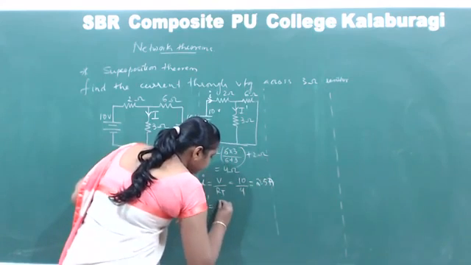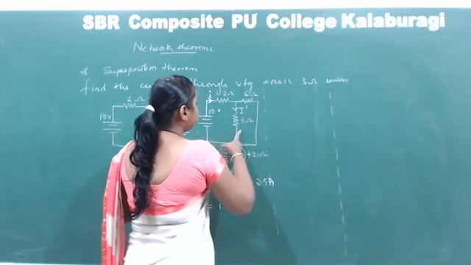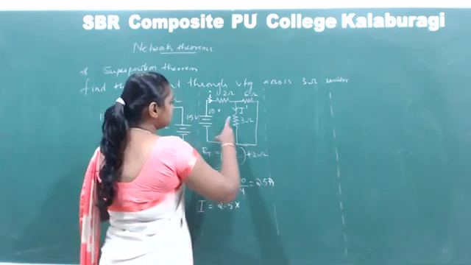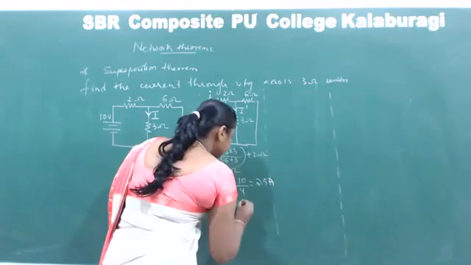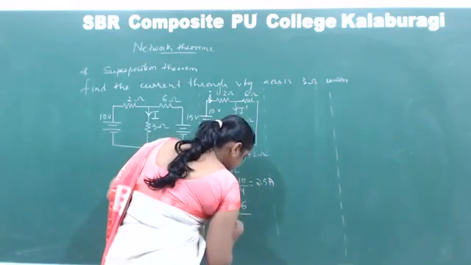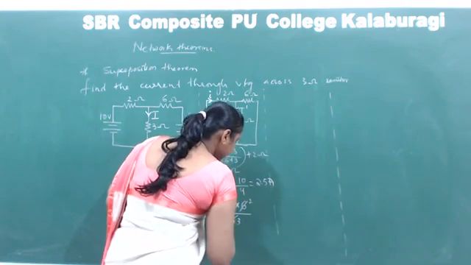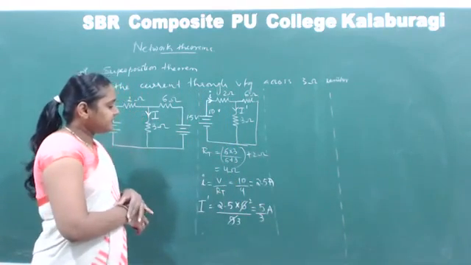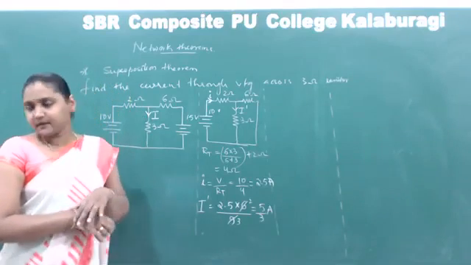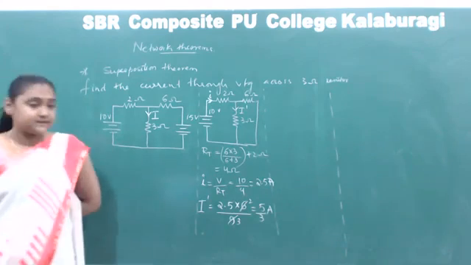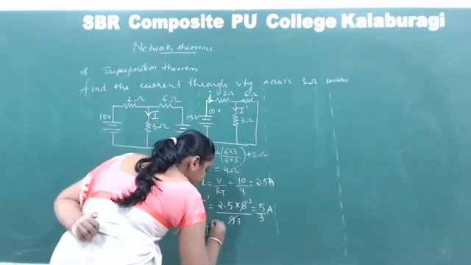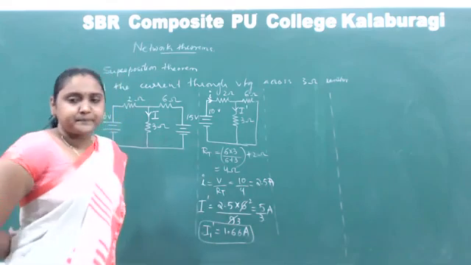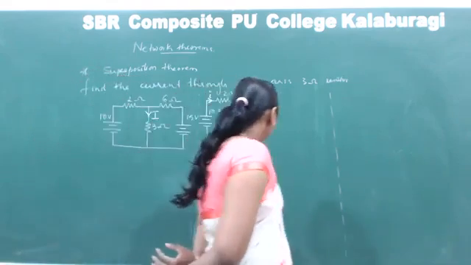So I dash is equal to i into, if you want this branch, you have to consider the other one. So directly writing the values: 2.5 into 6 divided by 3 plus 6, that is 9. This is 3 twos, this is 3 threes. This is nothing but 5 by 3 amperes, roughly 1.666. So I dash is equal to 1.66 amperes. Now we got the I dash.